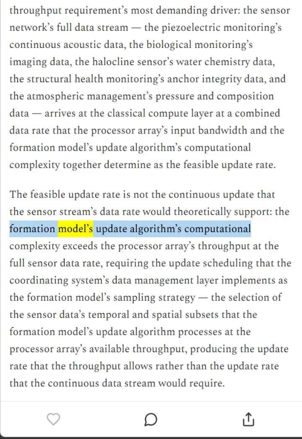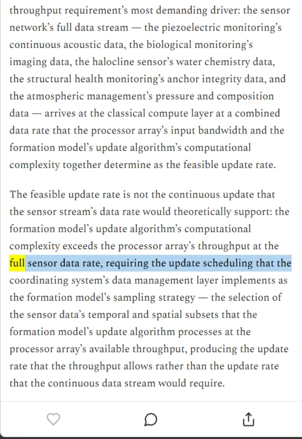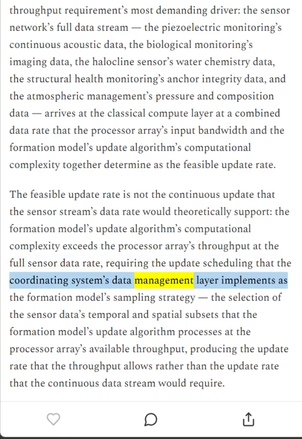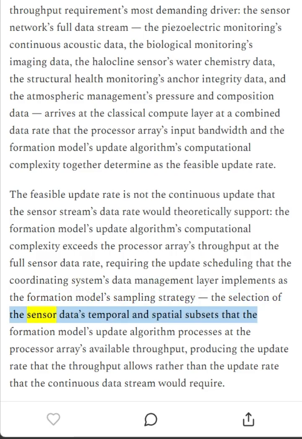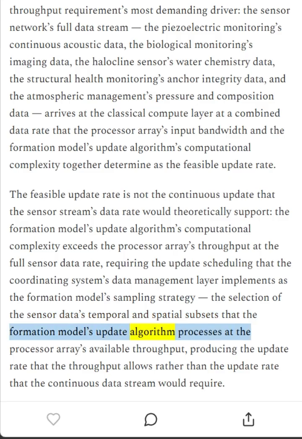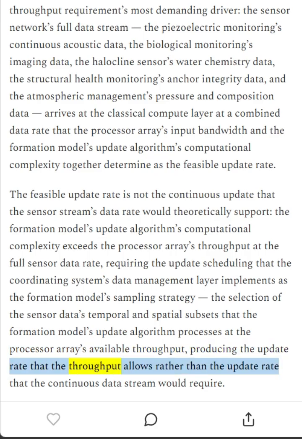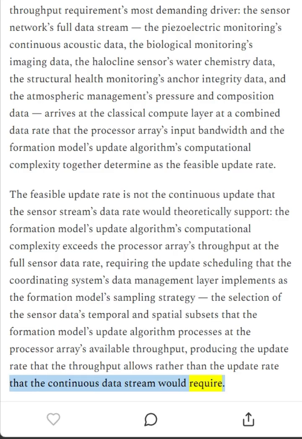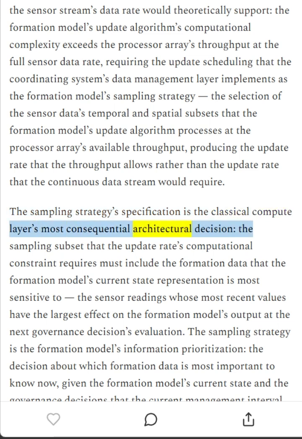The formation model's update algorithm's computational complexity exceeds the processor array's throughput at the full sensor data rate, requiring the update scheduling that the coordinating system's data management layer implements as the formation model's sampling strategy. The selection of the sensor data's temporal and spatial subsets that the formation model's update algorithm processes at the processor array's available throughput, producing the update rate that the throughput allows rather than the update rate that the continuous data stream would require. The sampling strategy's specification is the classical compute layer's most consequential architectural decision.